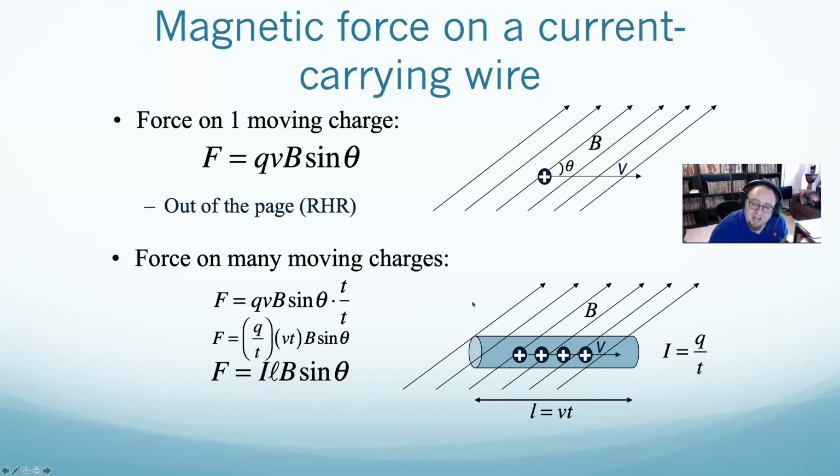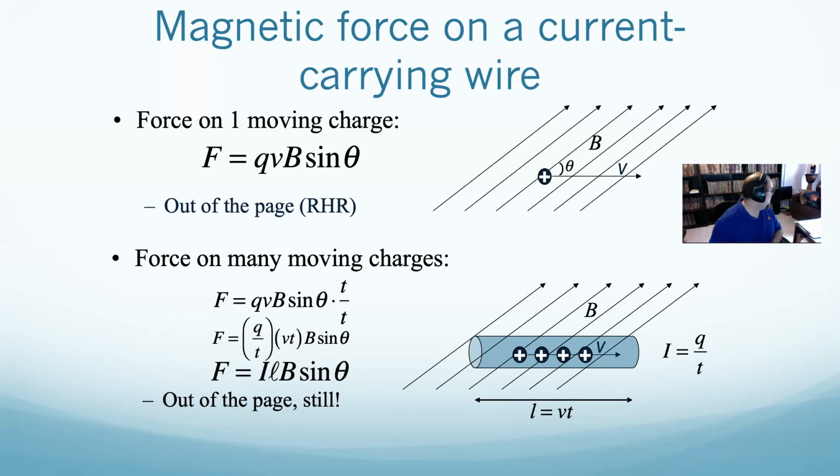Any current carrying wire in a magnetic field will feel a force ILB sine theta: the current in the wire, the length of the wire, the magnetic field, and the sine of the angle between. And this follows the same right-hand rule. If the current is this way, I curl my fingers in the direction of B and my thumb gives the direction of the force. So this is also out of the page using the same logic.